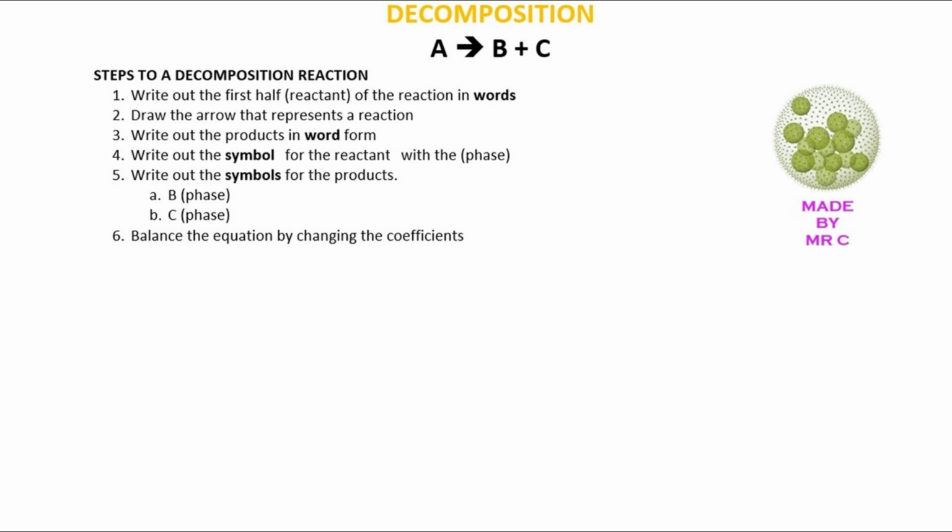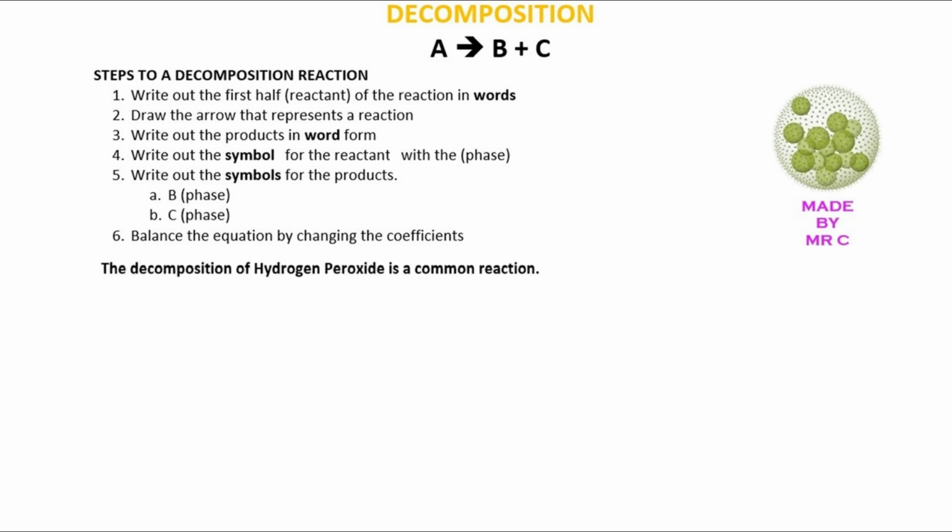For the chemical equation, we're going to write out the symbol for the reactant, and we're going to include the phase. Then we're going to write out the symbols for the products. Don't forget the phase is whether it is solid, liquid, or a gas. Then we're going to balance the equation by changing the coefficients.